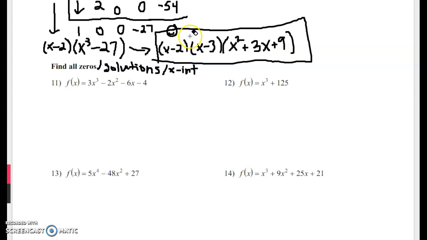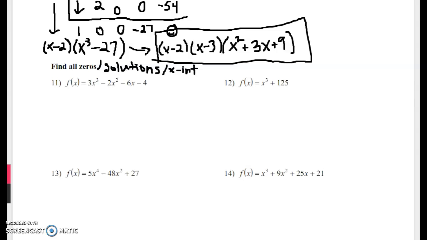I could have set x minus 2 equal to 0. That would have given me 2. I could have set x minus 3 equal to 0. That would have given me 3. I could have used the quadratic formula on this one. That would have given me 2 imaginary solutions. I don't have that factor, but if I could solve it, that means I could find the x-intercepts.